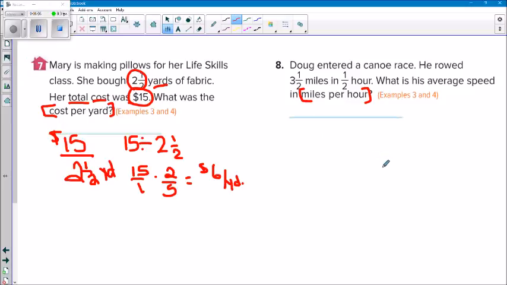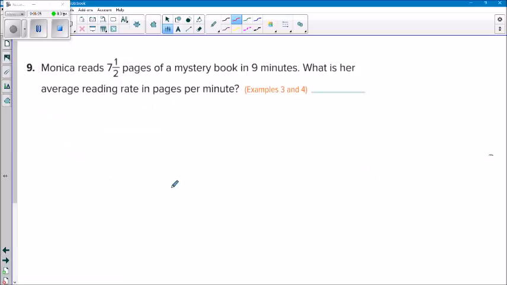All right. If you do that correctly, here's your answer. Same with problem 9. So you have to work that problem out.